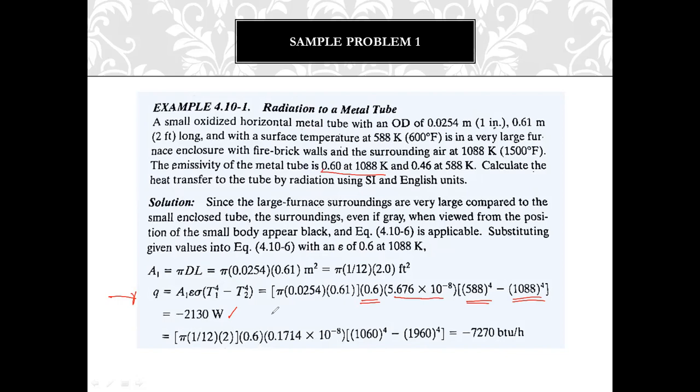Now, if it's in English units, then what you have to do is use the English set of units here, the same value for emissivity. And you use the English set of units value for the Stefan-Boltzmann constant and the Rankine equivalent temperature of the Kelvin in here. So for the 588, it's 1060 Rankine, and for the 1088 Kelvin, yes, that would be 1960 Rankine. So your set of units here is BTU per hour for the English set of units.